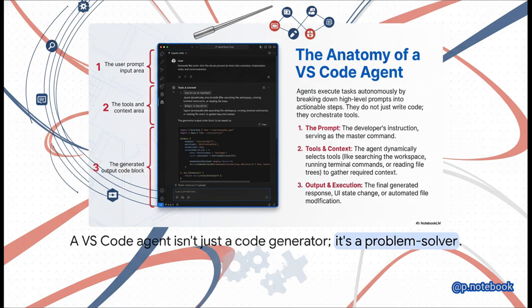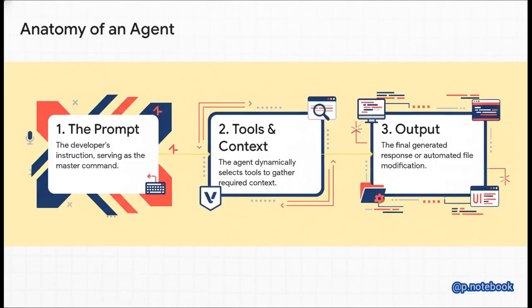And as you can see here, a single VS Code agent is so much more than a simple code generator. It's a complete problem solver. It's got a whole toolkit it uses to get the job done. And the way it works is actually pretty straightforward. It boils down to 3 key steps.